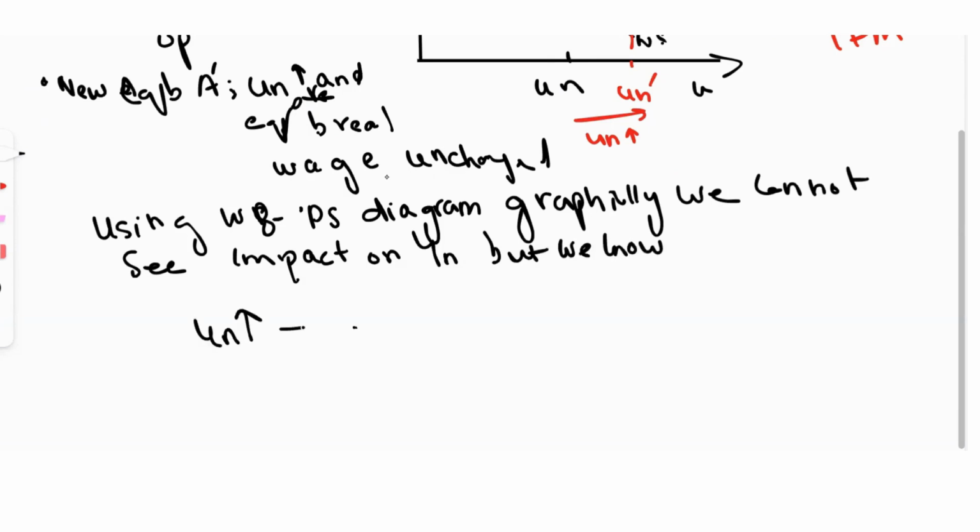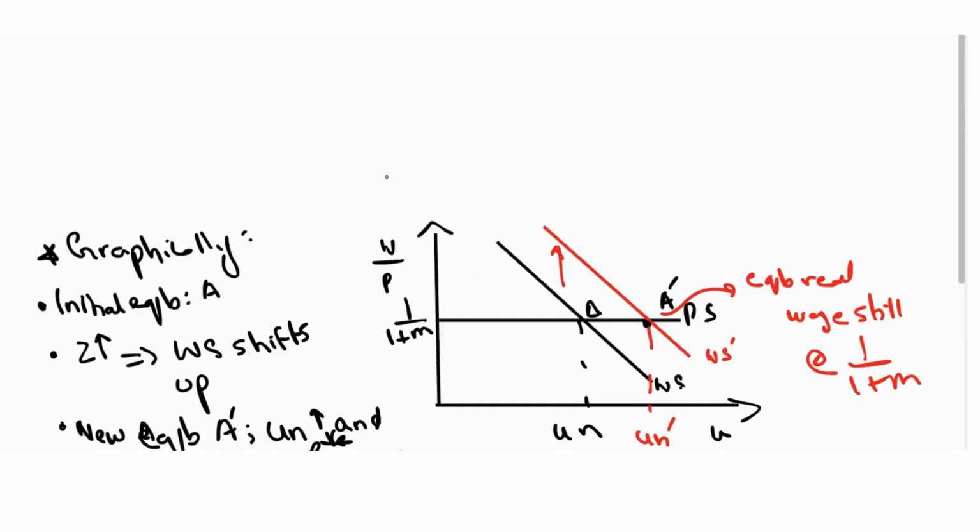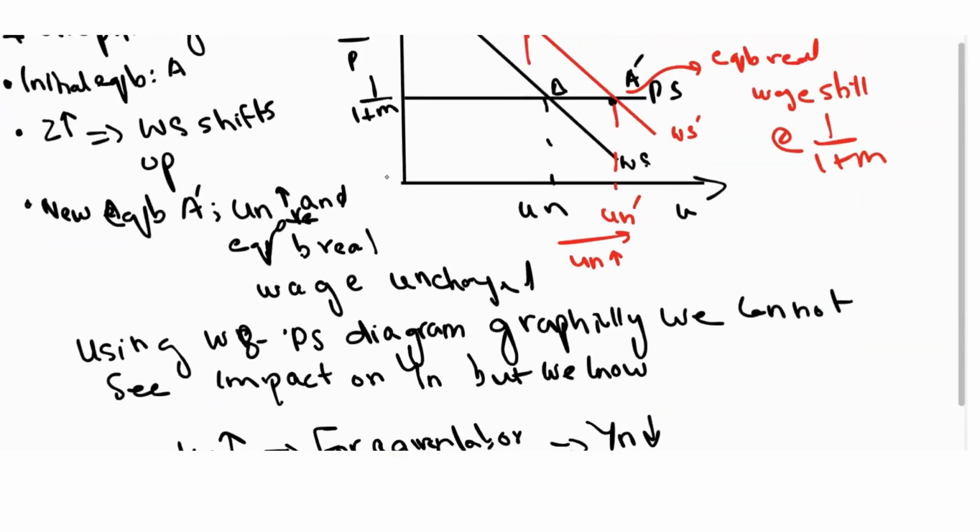when UN increases for a given labor force, NN is going to go down. The equilibrium unemployment rate goes up, and for a given labor force NN goes down. As a result, YN goes down. Because when UN increases for a given labor force, the natural level of employment goes down, so the potential level of output goes down, because it positively depends on your level of employment.